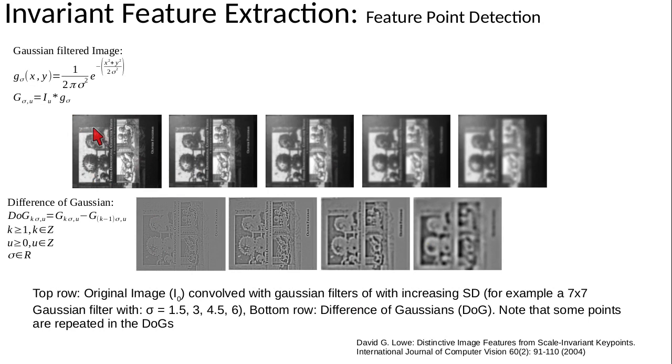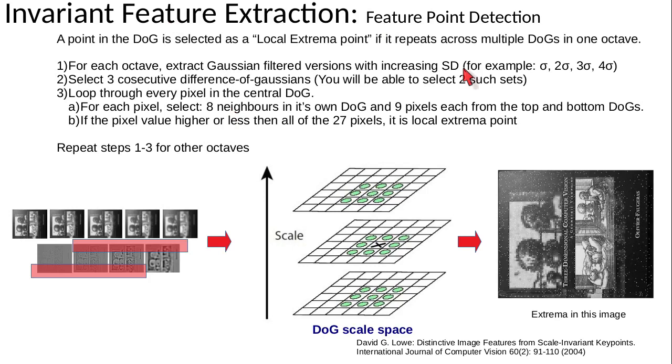We've just seen that this is done over octave I0, or the first octave. The same process would be done on the second octave, the third and the fourth octave. To put it all together, the following steps are done for every octave. For each octave image, Gaussian filtered versions are extracted with increasing standard deviation. For example, sigma, 2 sigma, 3 sigma and 4 sigma, where sigma is manually selected.